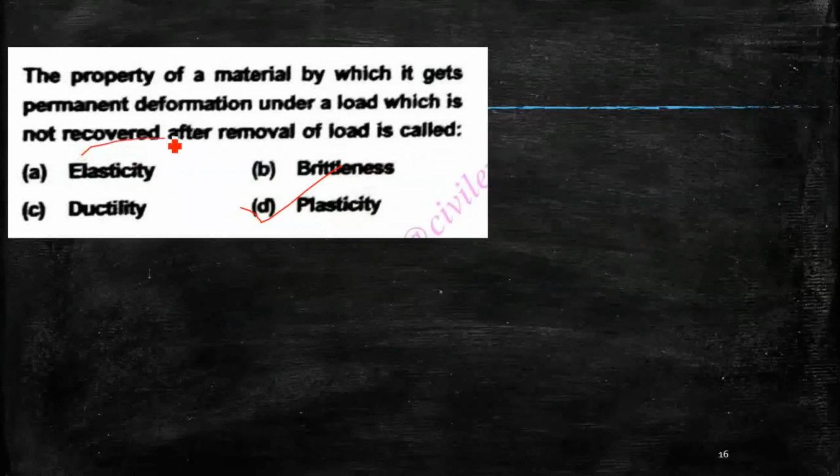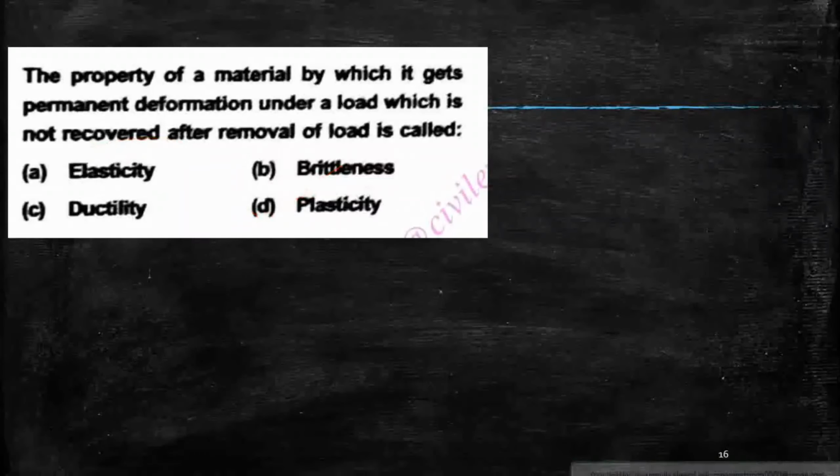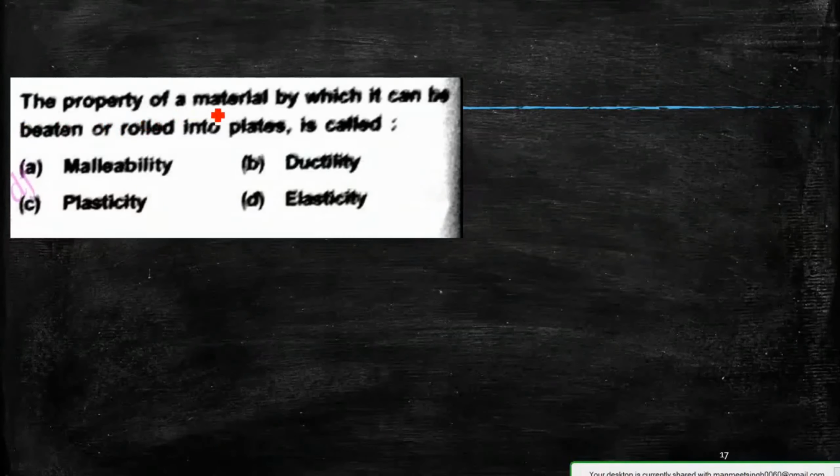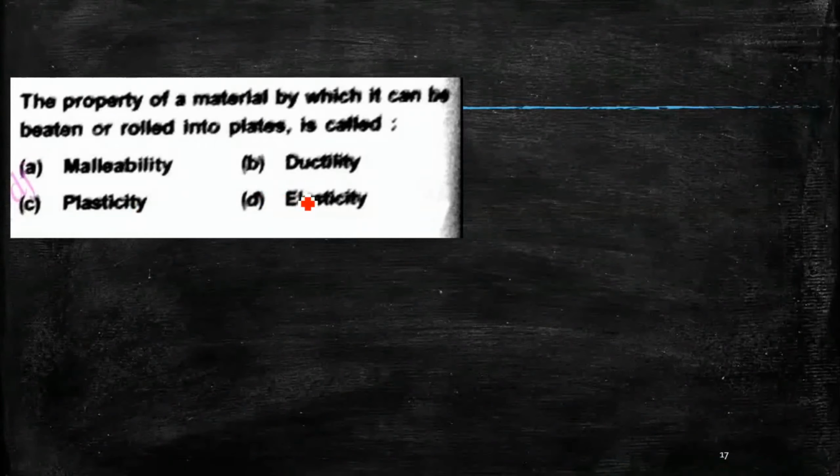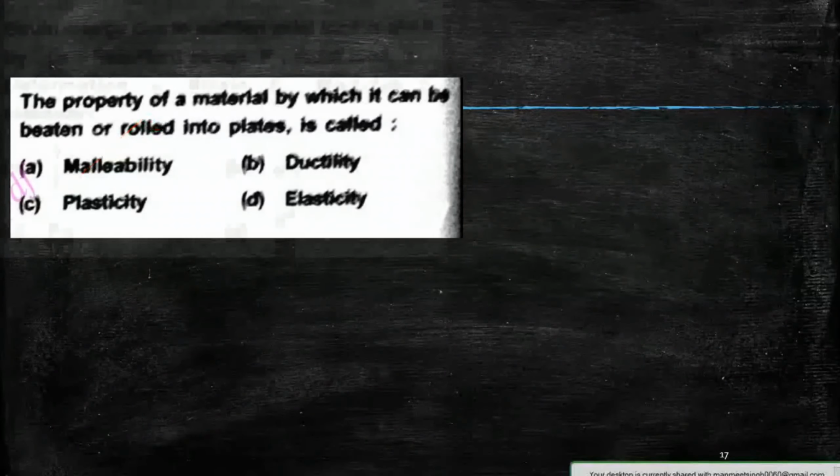Moving to the next question, we have the property of a material by which it can be beaten or rolled into thin plates. Malleability, ductility, plasticity, or elasticity. The correct answer is malleability.